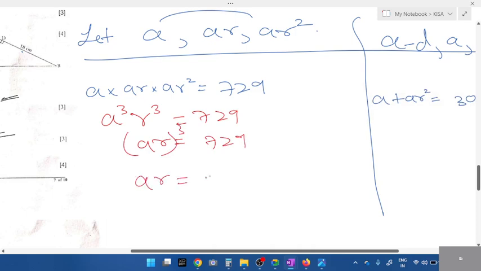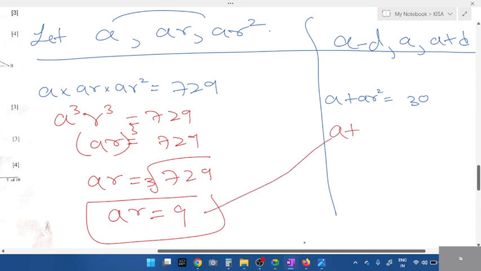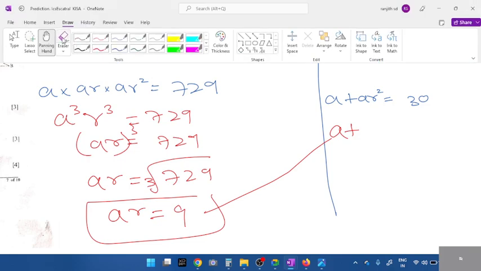Therefore, what is the AR value, students? Cube root of 729. So we'll use this, AR is 9. Can I substitute here? No, no, AR is 9. We'll take any one value from AR is 9.